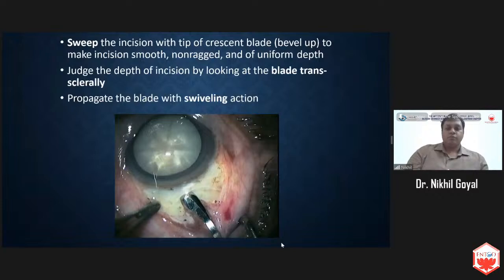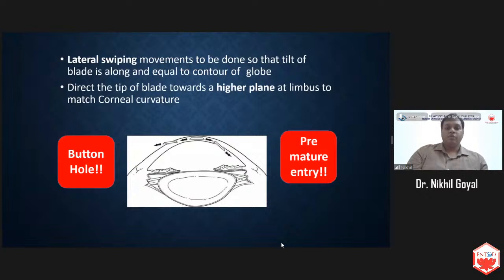So as we discussed, we have to make sweeping movements so that the incision is smooth and non-ragged. The depth is also uniform. The incision depth can be judged by looking at the blade through the sclera. It has to appear translucent. It should not be too clear, which means it's superficial, and should not be too opaque, which means it's deep. The anterior movement of the blade should be swiveling while the sideways movement is sweeping. Also, when we are doing the lateral sweeping movements, the blade has to be tilted. The globe can be tilted along with the counter traction force so that the plane remains the same and it does not go superficial or deep while going from side to side. If we go superficial when going from side to side, that leads to buttonholing or a deroofing of the tunnel.